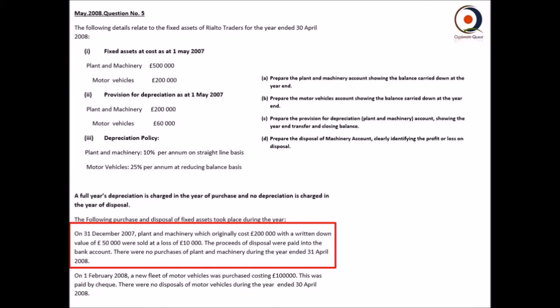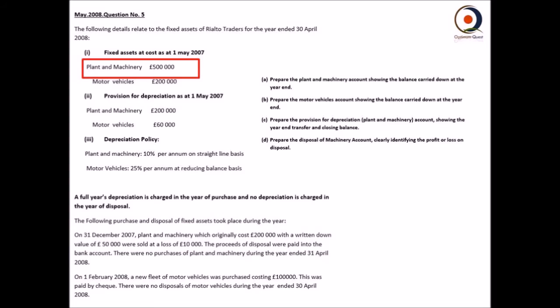So if we look at the first paragraph of the question, we can see that we had no purchases of plant and machinery during the year ended 31 April 2008, but we had a disposal that was made on 31 December 2007 and which was worth 200,000 pounds. So according to the policy, we cannot take into account the depreciation of the disposed asset.